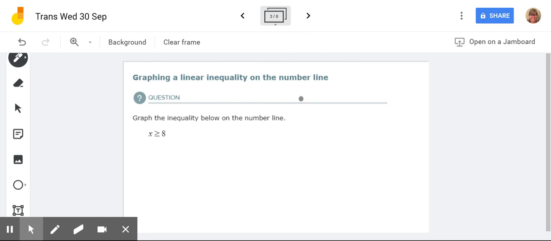Okay, graphing a linear inequality on the number line. The most important thing you need to know is solid dot means you can land on that dot. Land there. Sorry, that's an ugly looking dot, but you can land there, meaning it is equal. There's an equals part there. And an open circle means you... I'll leave this one until Thursday.